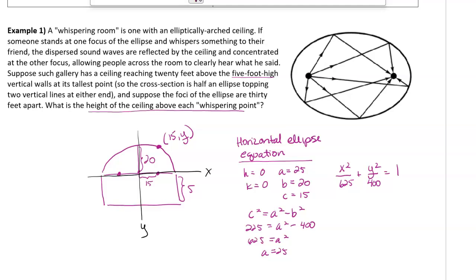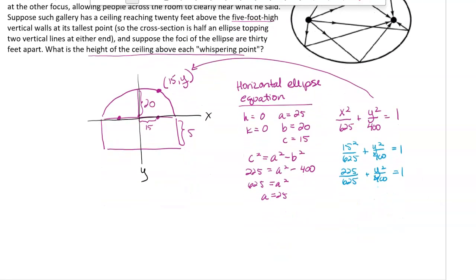So we've got our equation, and now we can use it to figure out what's our y value. We're going to go back to this point that we had, and given that we know the x value is 15, we're going to solve for y. The math here can just take a minute, but it's not that difficult. So let's start with plugging in 15 squared over 625 plus y squared over 400 equals 1. Well, 15 squared is 225, and I'm going to keep solving.